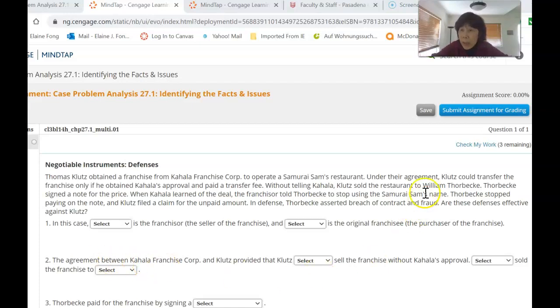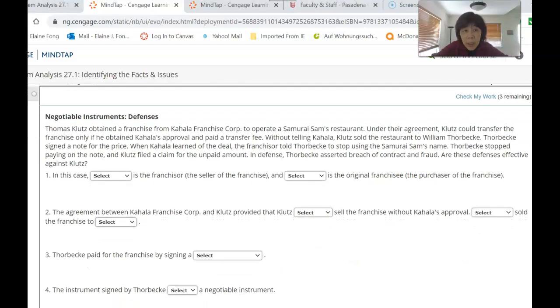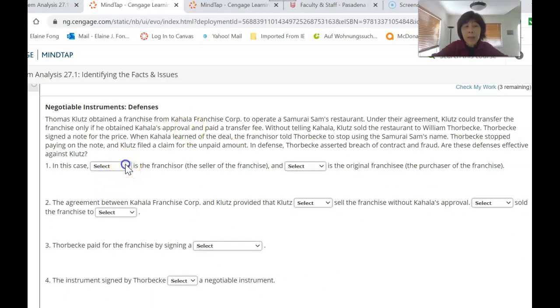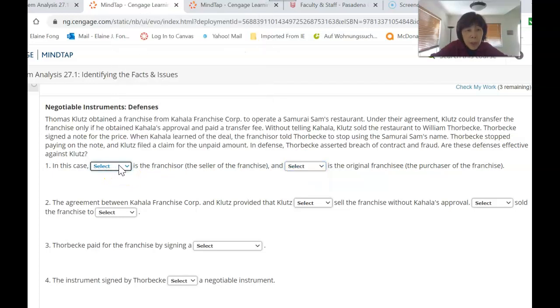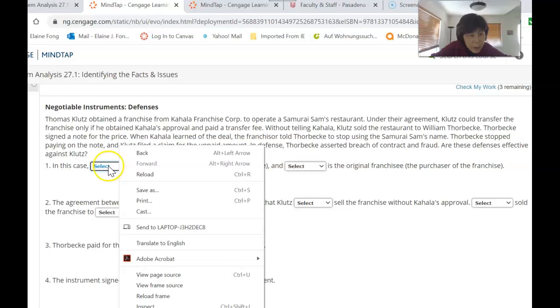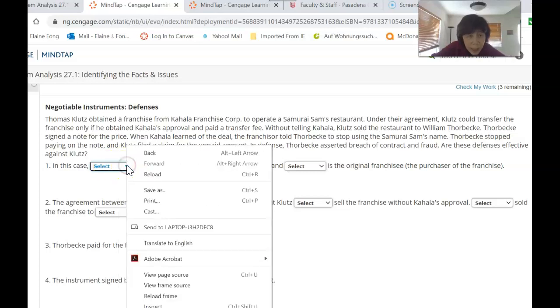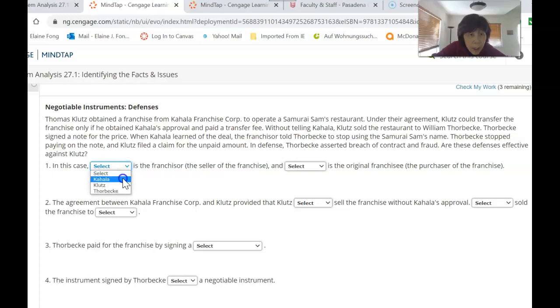Looking at number 1, let me scroll down a little bit. In this case, Kahala, Klutz, or Thorbeck is the franchisor, the person who sold the franchise, and which of the parties, Klutz, Kahala, or Thorbeck, is the original franchisee? All right, so we'll back up here. Who's the original franchisor? The original franchisor is Kahala. And the original franchisee is Thomas Klutz.